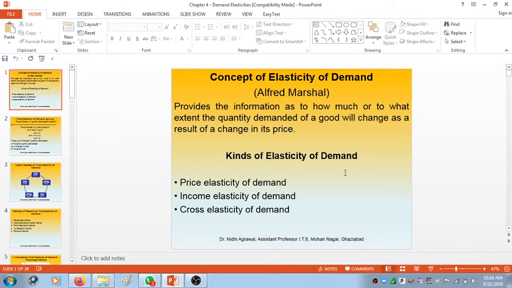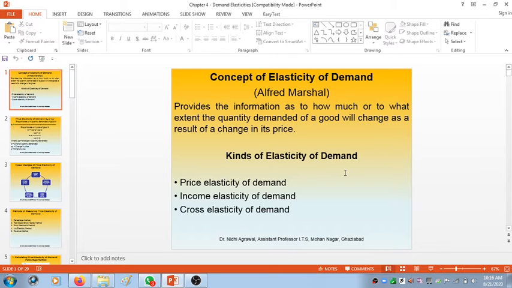Dear students, today we are going to start the elasticity concept. This concept was given by Alfred Marshall. Actually, elasticity is related to flexibility. In the ordinary sense, elasticity means flexibility. Now the question is how flexibility can be applied in the area of economics.